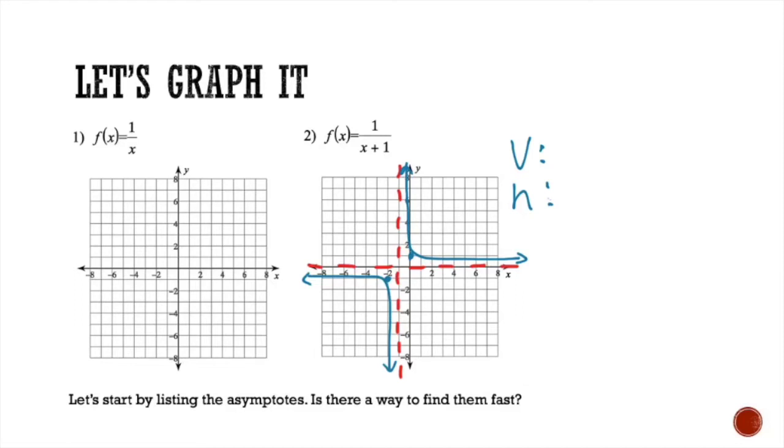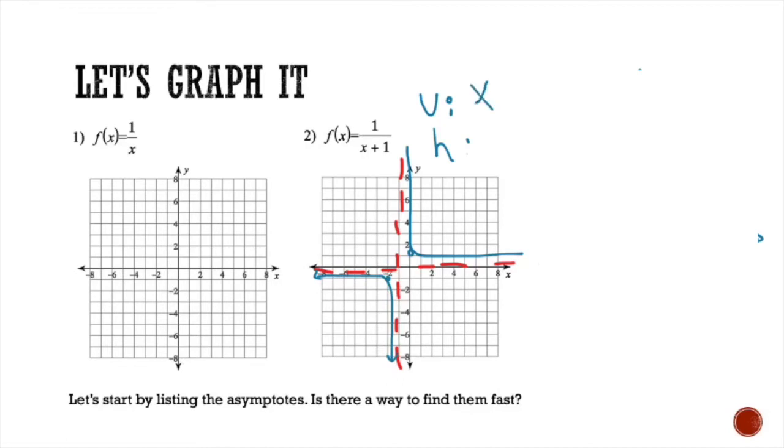Remember, we're going to try to see if we can just look at the equation to know the vertical and horizontal asymptotes. Vertical is x and horizontal is y. For this one over here, this is the vertical, and it should have been x equals -1. Wait, that's not right. This is horizontal, and it should be y equals 0. And x should be x equals -1.